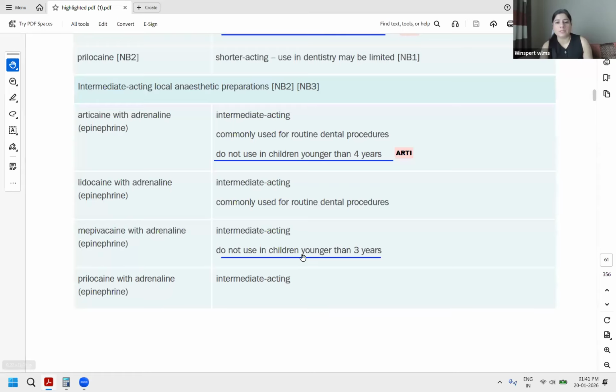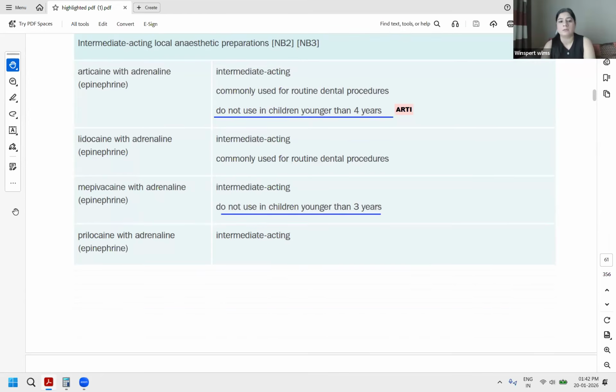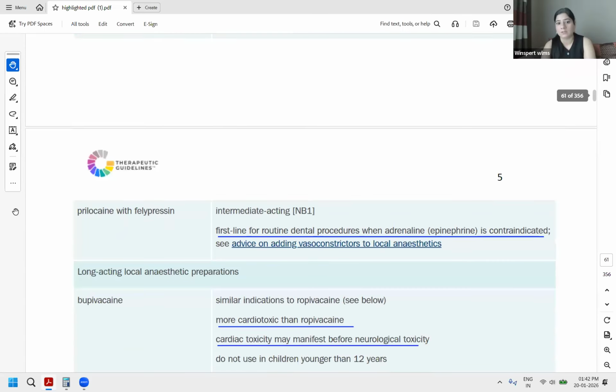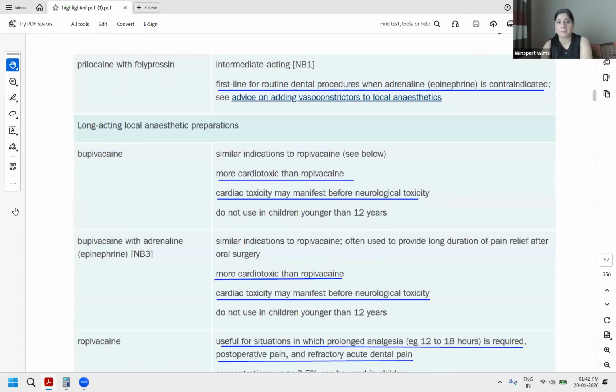So commonly used for routine dental procedures are articaine and lignocaine. Mepi and Prilo are not commonly used. These two are the commonly used. So if one of the options is given in the exam and they ask what you will choose, you can choose any of these. But if both of them are given, you can choose articaine with adrenaline safely now. There is no risk of permanent nerve anesthesia. I hope that concept is clear to everyone.